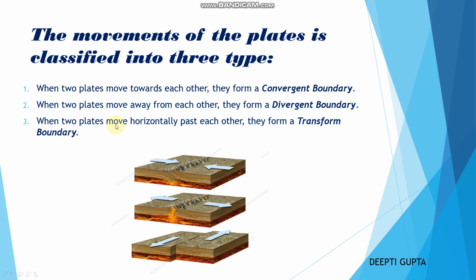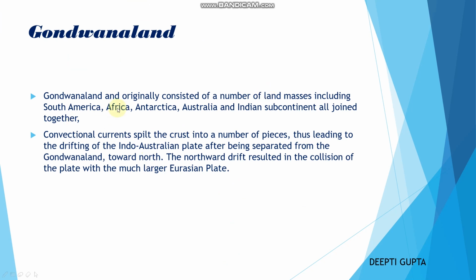Third, when the 2 plates move horizontally past each other, they form a transform boundary. You can see in this picture, they are moving horizontally past each other, so they form a transform boundary. Now coming to Gondwana land. This is very important. What actually is Gondwana land and why is it so important?